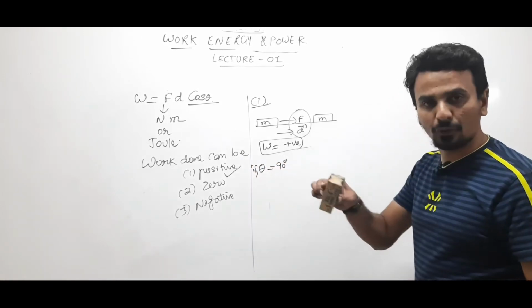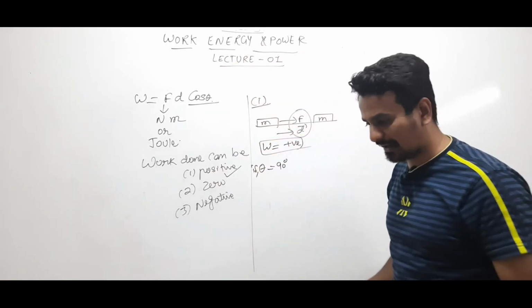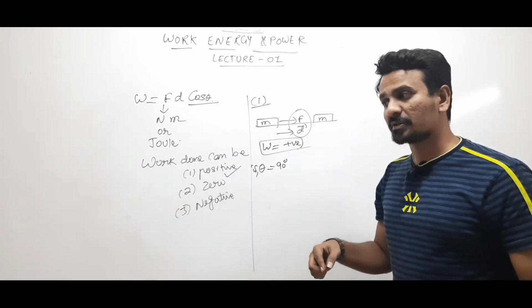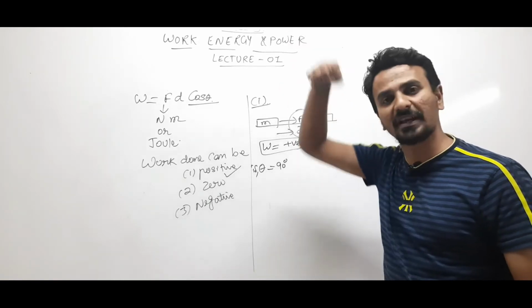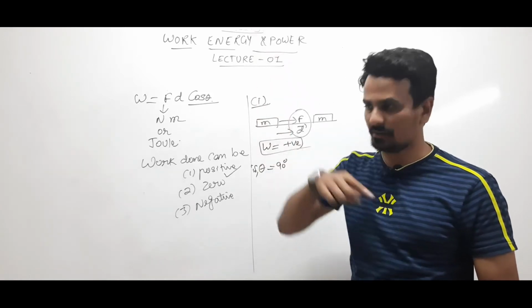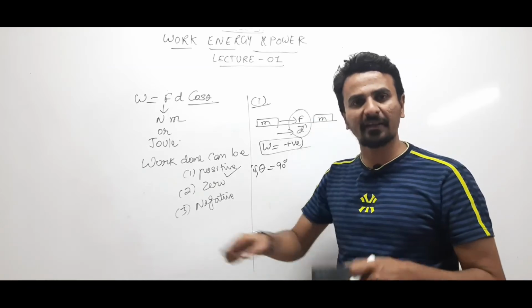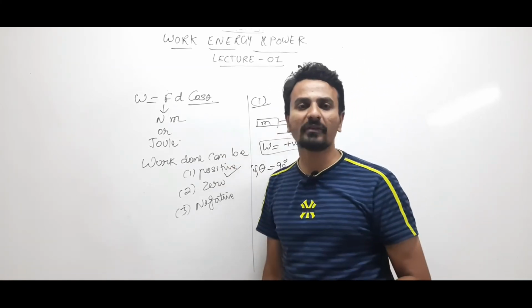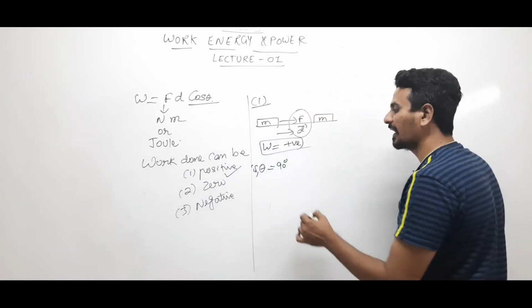Suppose I am carrying some load on my head and I am walking in this direction. So my displacement is in the horizontal direction, right? The normal force acting on me will be in the upward direction. You have seen in the chapter Newton's laws of motion, normal is in the upward direction, displacement is in the horizontal direction. So the angle between F and D is 90, right? So F D cos 90, the value of cos 90 is 0. So work done is also 0. Clear?